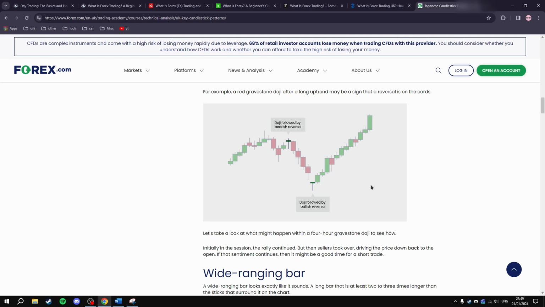Let's take a look at what might happen within a 4-hour gravestone doji. Initially in the session, the rally continued, which is here. You can see a general upward trend. But then sellers took over, driving the price down back to the open. If that sentiment continues, then it might be a good idea for a short trade.